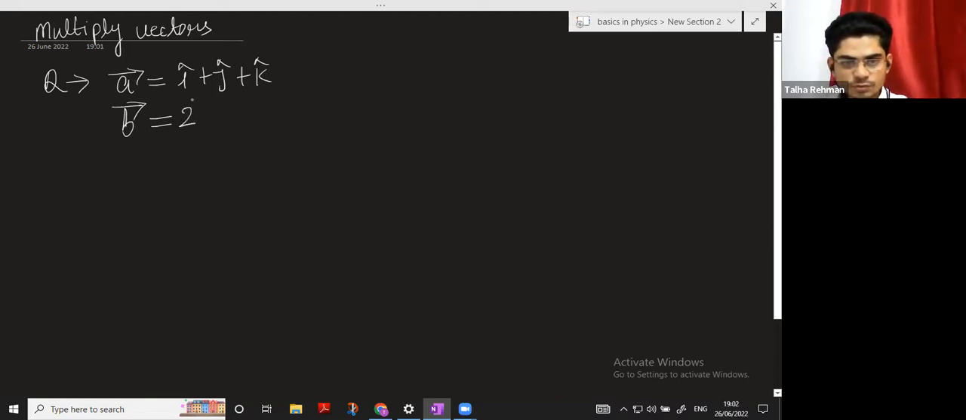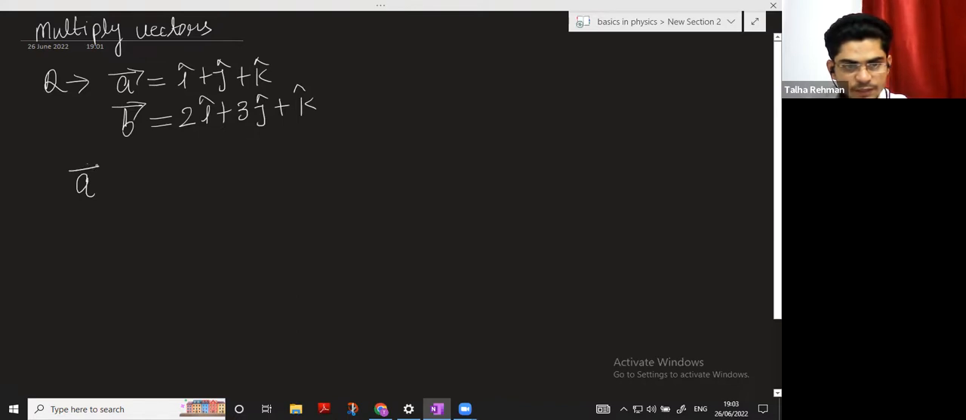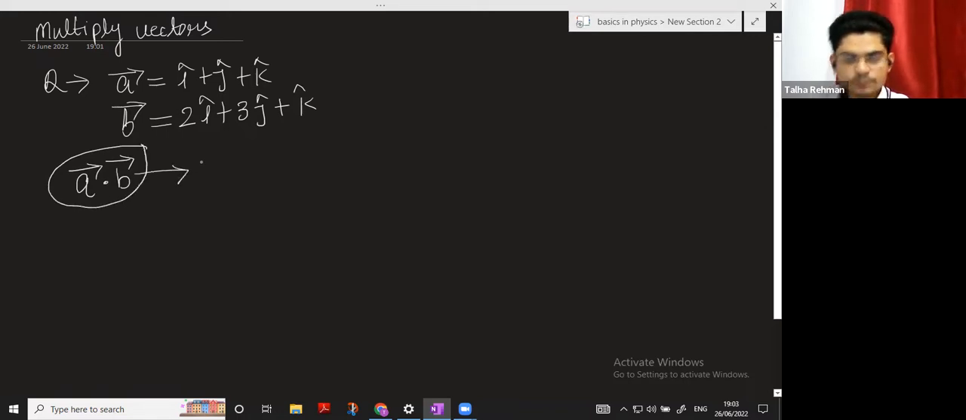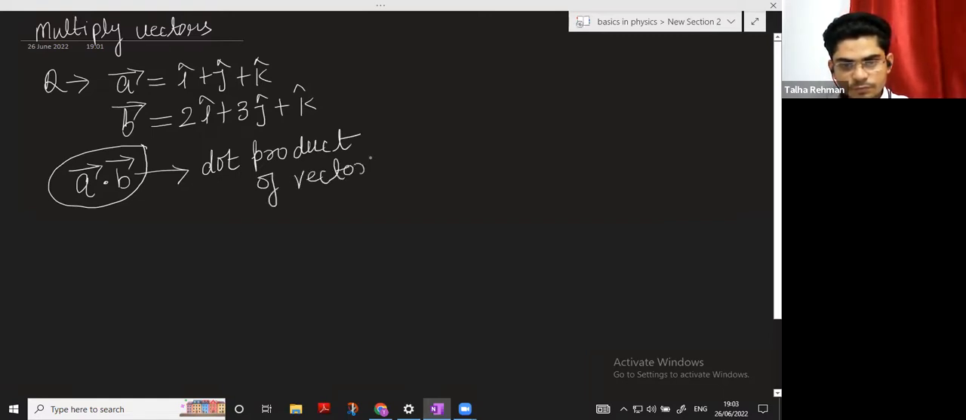Like 2 I cap plus 3 of j cap plus k cap, and we want to find this thing, and this thing is known as dot product of vectors.